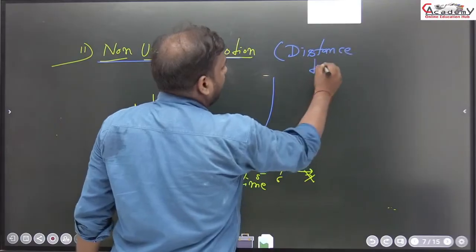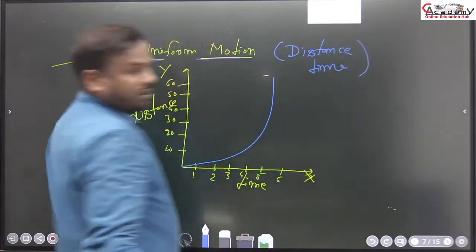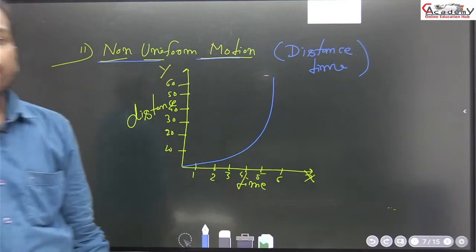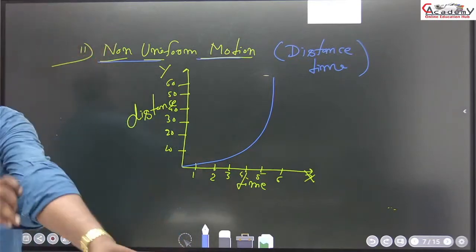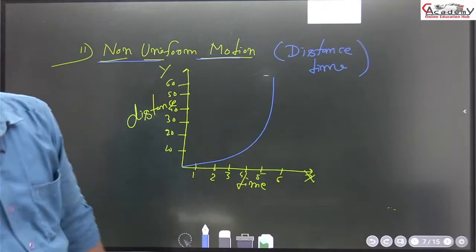Distance time graph for non-uniform motion. Is that clear?